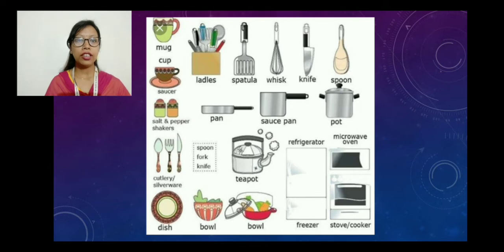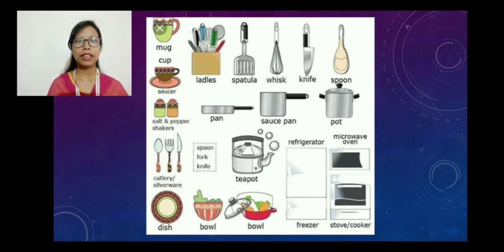So here are some of the things that I have put here. So these are the things that you will get inside the kitchen. That is the mug. Then we have the ladles. Ladles are the heta, through which we used to cook our food. When we are cooking the food, frying something, we need something to flip it, right?